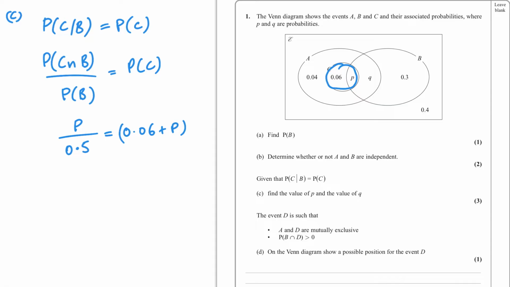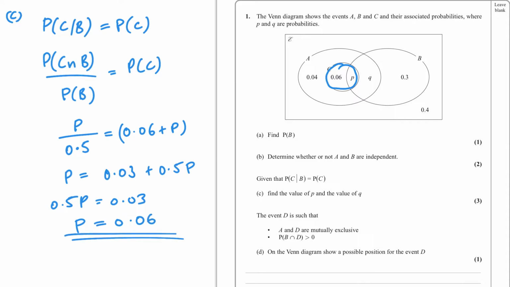Now it's a matter of rearranging and essentially making P the subject. So I'm just going to multiply by the half, and that will give me then 0.03 plus a half P. Taking away a half P gives me a half P equals 0.03. So actually P is 0.06. Kind of went the long way round there. I'm sure I could have done that a little bit quicker. But anyway, that is P done. Now, if you remember from earlier, we did talk about how P plus Q equals 0.2. So that means that Q equals 0.14.